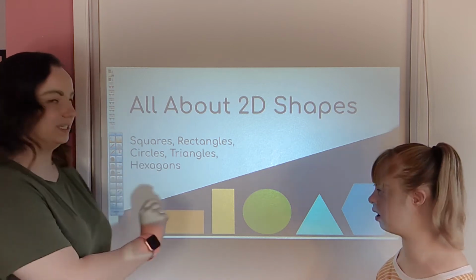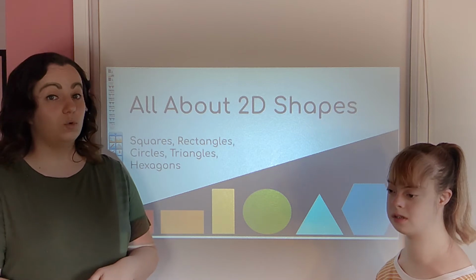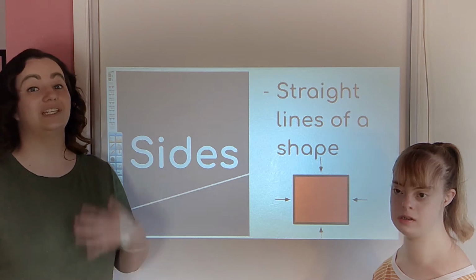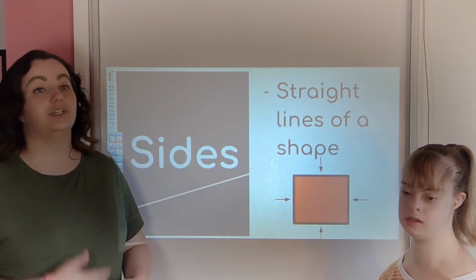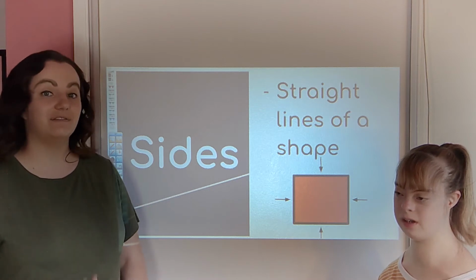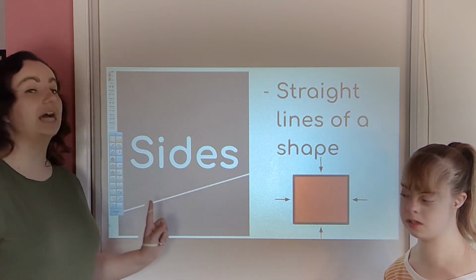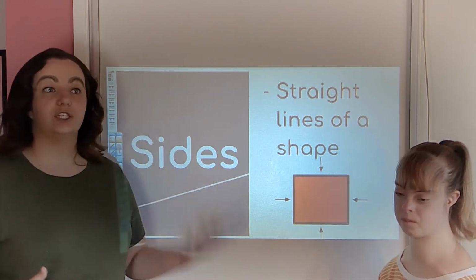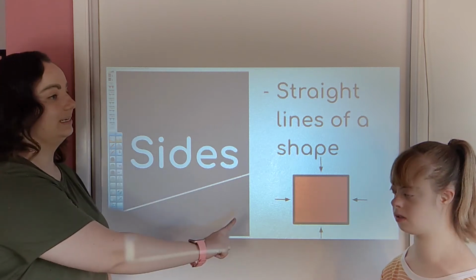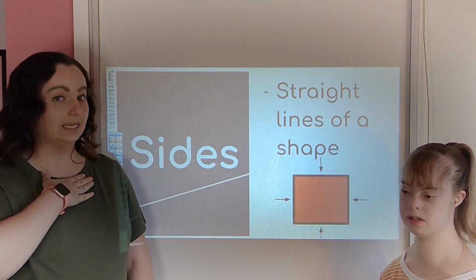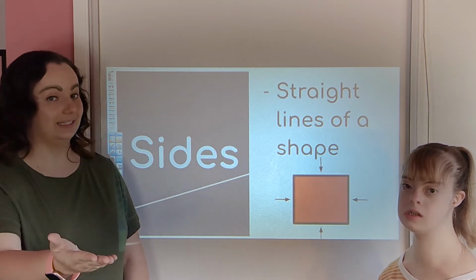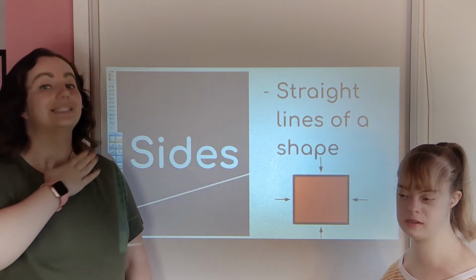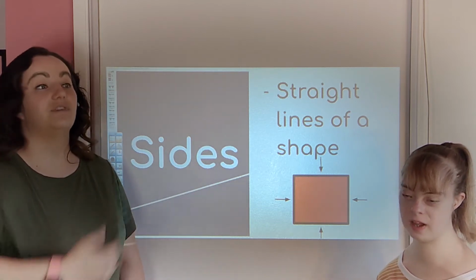Before we look at specific shapes, we have a few words we need to learn. Let's see what those words are. One of the words we need to learn today to better describe, recognize, identify and name shapes is the word side. I know we've used that word before, but let's get it fresh in our memory by saying sides. I'm going to say sides, then I'm going to point to you to say sides. Ready? Sides. Good. One more time. Sides. Very good.